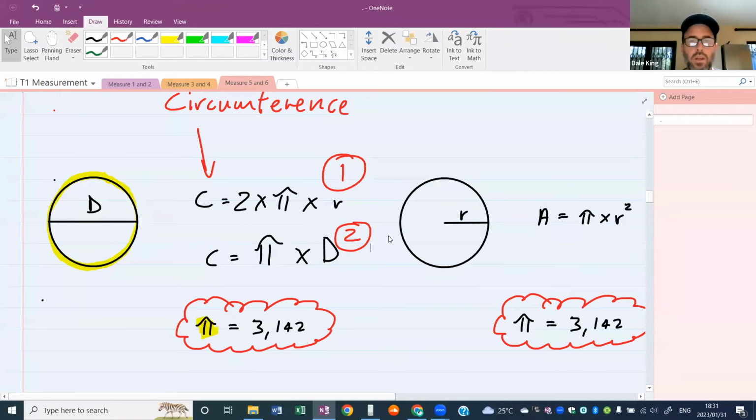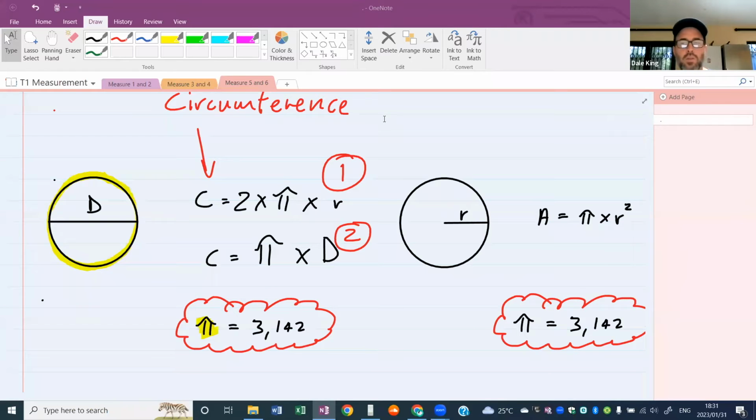Dale? Yes. We have a question in the chat. Sakila is asking, sir, if I'm calculating for the circumference, would my SI unit be pi? Okay, good question. I like that question. So the units that you're going to use in your answer are going to be based on the units that they give you in the question.